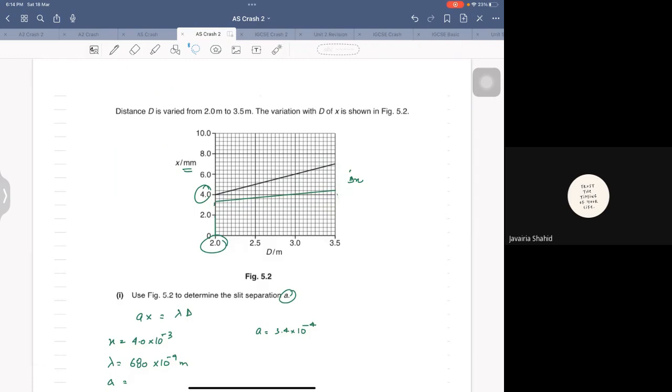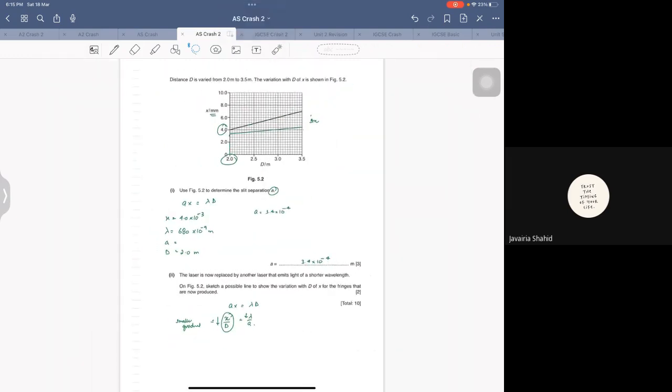And how did I know this? I just moved the things that I needed to the other side, which were x and D. Then I saw that change in x over change in D is the gradient. And if you reduce the lambda, then obviously the gradient is directly proportional, which means the gradient will be reduced. Hence, we get the answer. All right. Any questions now?